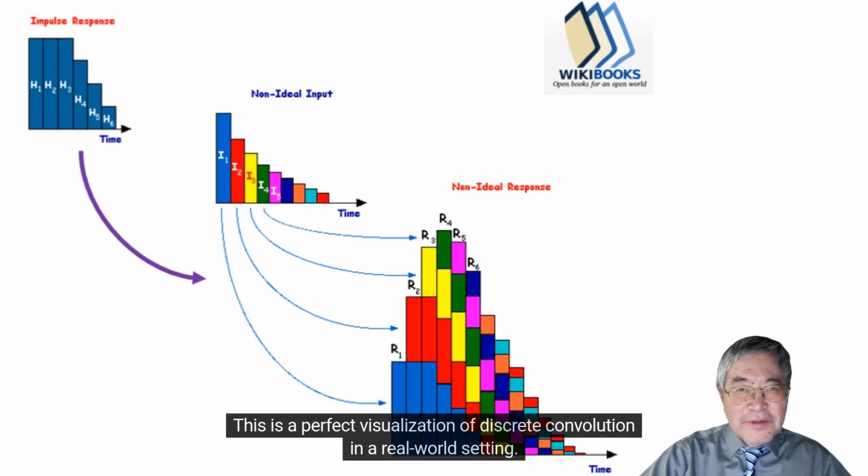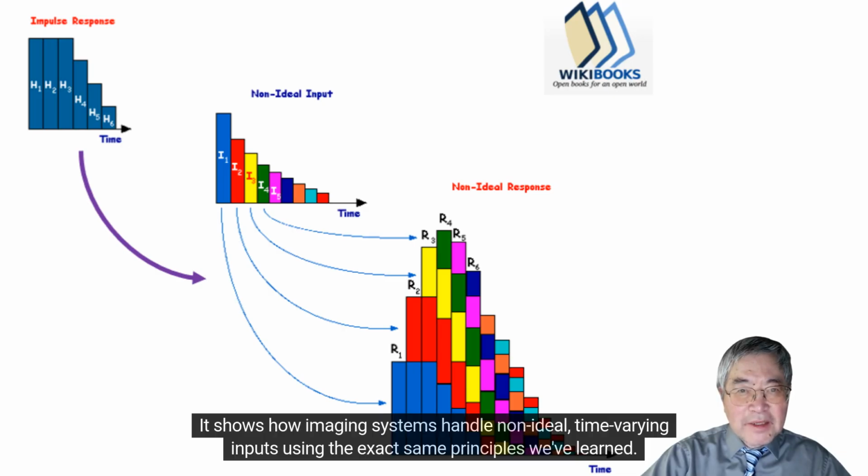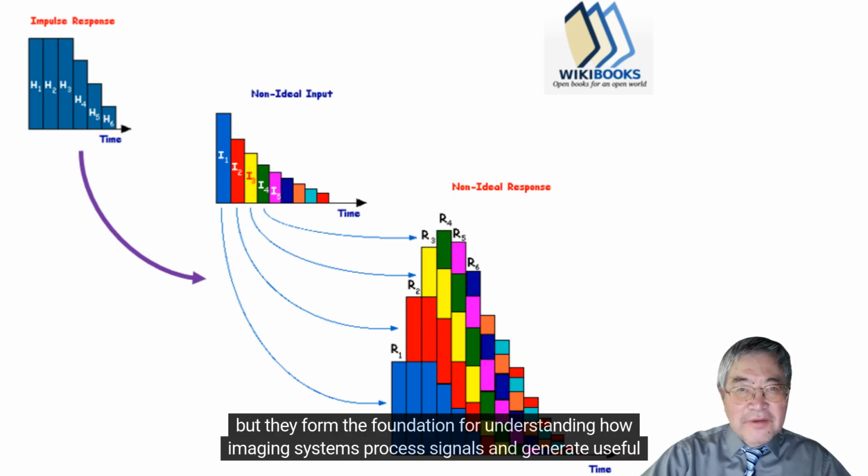This is a perfect visualization of discrete convolution in a real-world setting. It shows how imaging systems handle non-ideal, time-varying inputs using the exact same principles we've learned. It may take some time for these ideas to fully sink in, but they form the foundation for understanding how imaging systems process signals and generate useful images.